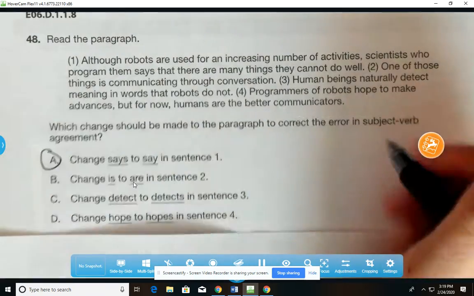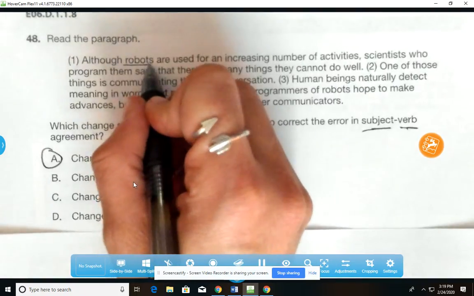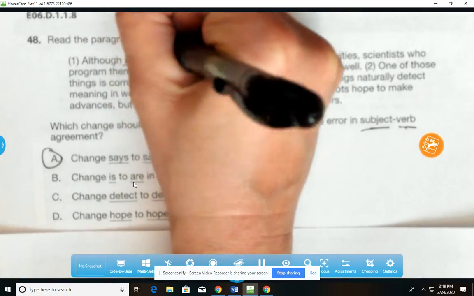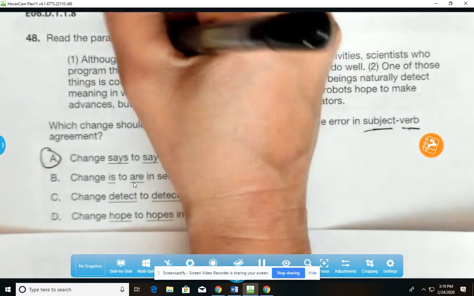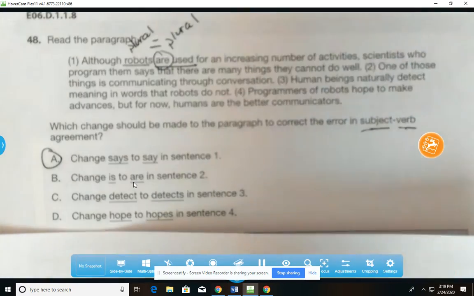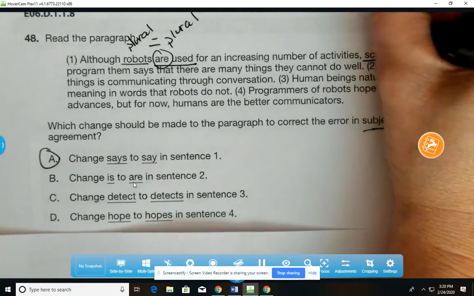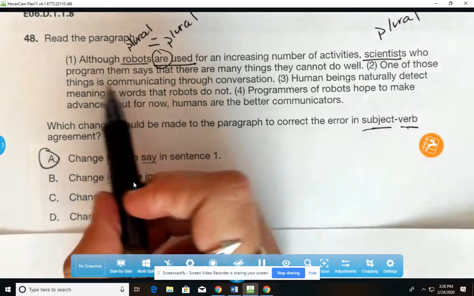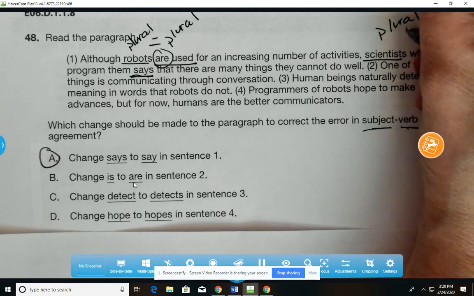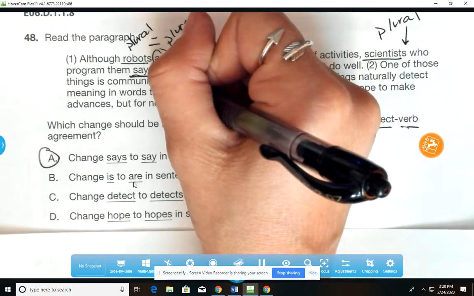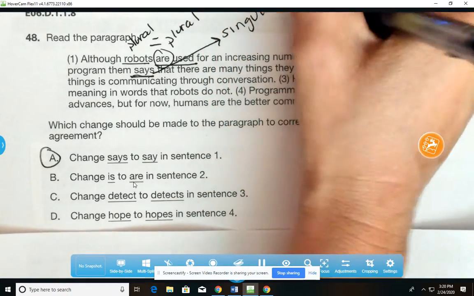Let's look. Since we're looking for subjects agreeing with the verbs, we need to double check what the subjects and verbs are. In the first sentence, robots is the subject, and robots is plural. And are used. Are is already a plural verb, so it matches up. Subject and verb agree. In the next part of this sentence, that's a subordinate clause. In the independent part, we have the subject scientists, which is plural, and who programmed them says. So scientists, plural subject with an S, but we know that singular verbs end in S. So this verb right now is singular because it's ending in S.